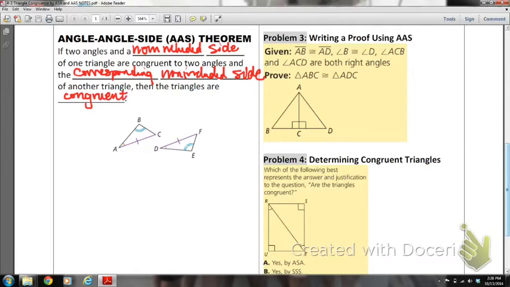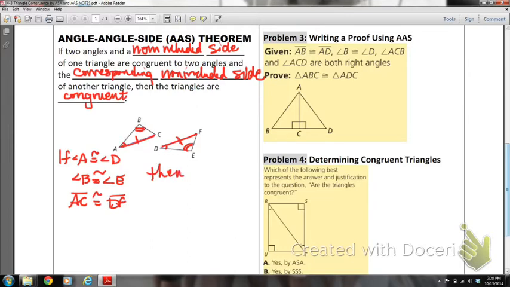So in this diagram, we have angle A congruent to angle D, and then we have angle B congruent to angle E, and then we have side AC congruent to side DF, which is not included between those two angles. It's the corresponding side in each of those triangles that's not included. So AC is congruent to DF.